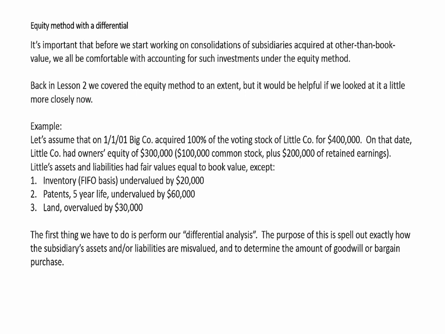Now, the first thing we have to do is to perform what's referred to as the differential analysis. Again, the cost versus the fair versus the book value. The cost of $400,000, the book value of $300,000. There's a $100,000 premium that was paid, and that's referred to as the differential. And we have to explain why that premium, why that differential exists. So we're going to spell out exactly how the subsidiary's assets and/or liabilities are misvalued, and after that determine the amount of goodwill or bargain purchase inherent in the purchase.